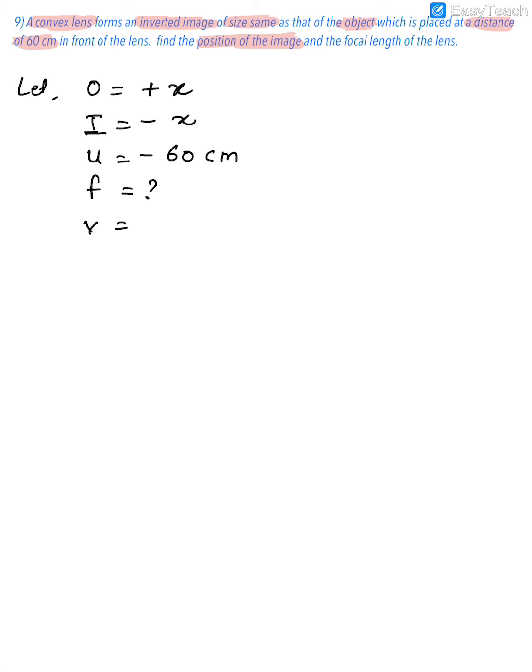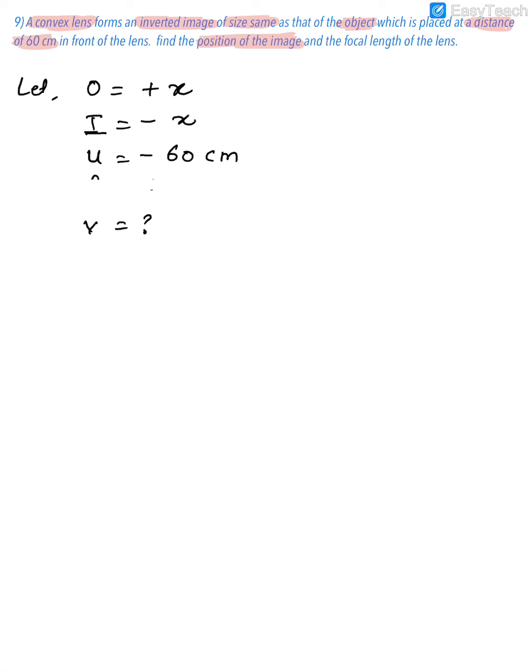But remember, you cannot write it directly. You will have to show the working. So let's start. First, let the object size be equal to plus x. Image is equal to minus x. Now you are given that u is equal to minus 60 centimeter, f is equal to question mark, and v is also equal to question mark. So again, first from O, I, U, you can find out V first.